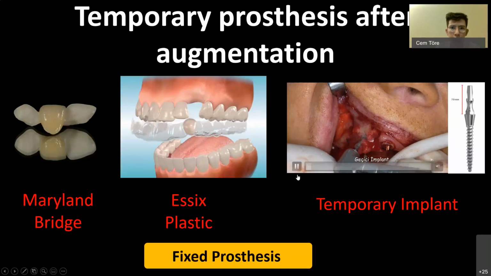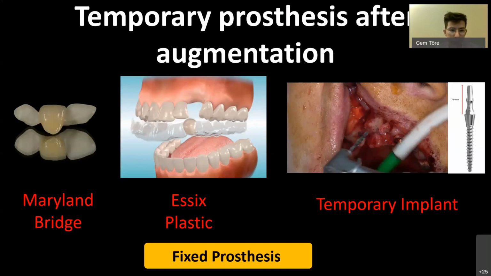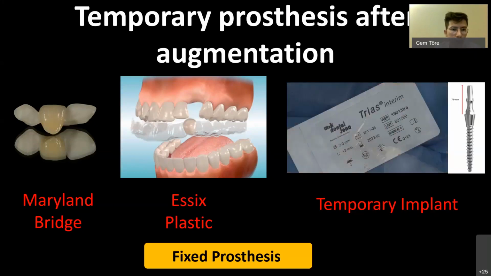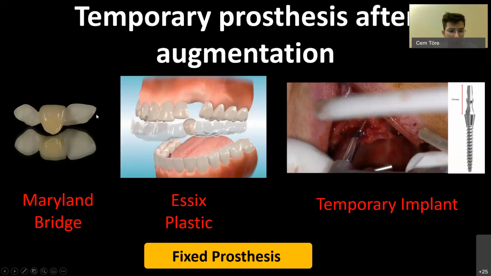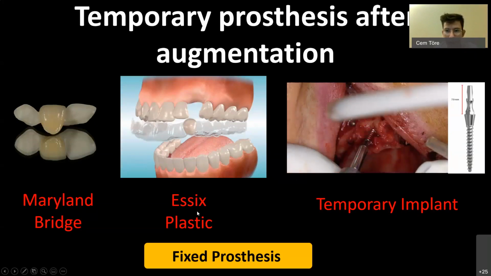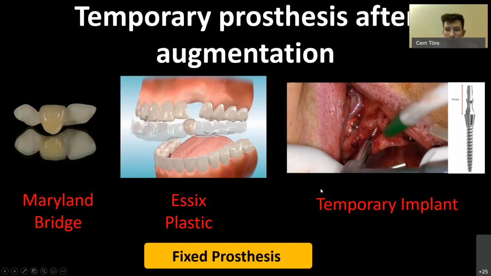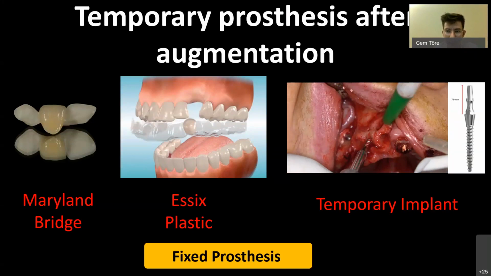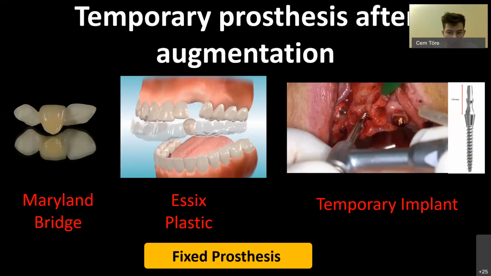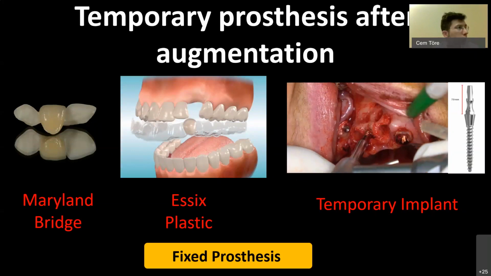Again, temporary prosthesis is necessary after augmentation. We need a fixed prosthesis. If this is a single tooth area, like in the last part, we can do a two tooth Maryland bridge or an Essex plastic. But if we are, as we are usually doing, full mouth restoration and augmentation, we need 4 implants per arch, be it maxilla or mandible.